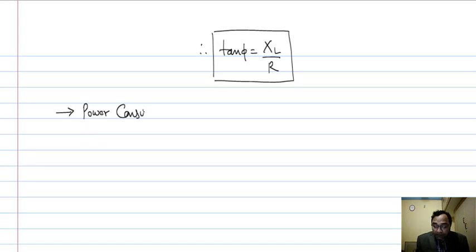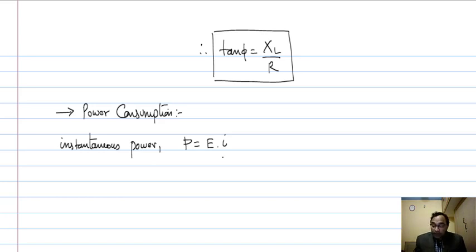So, how to find the power consumption? In order to find power consumption, we know that power is given as E into I. Both applied EMF as well as current are functions of time. Hence, what we get is instantaneous power. The instantaneous power is given by P = E into I, wherein E is E naught sin omega t and I is I naught sin of omega t minus phi.